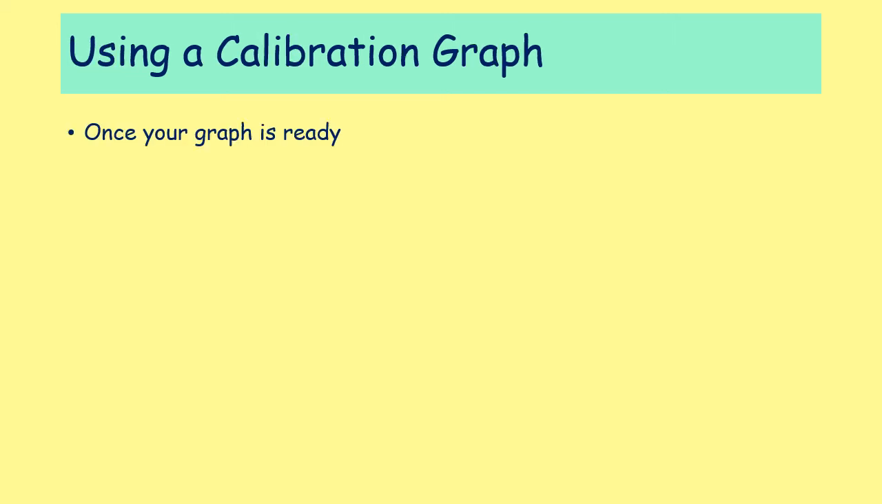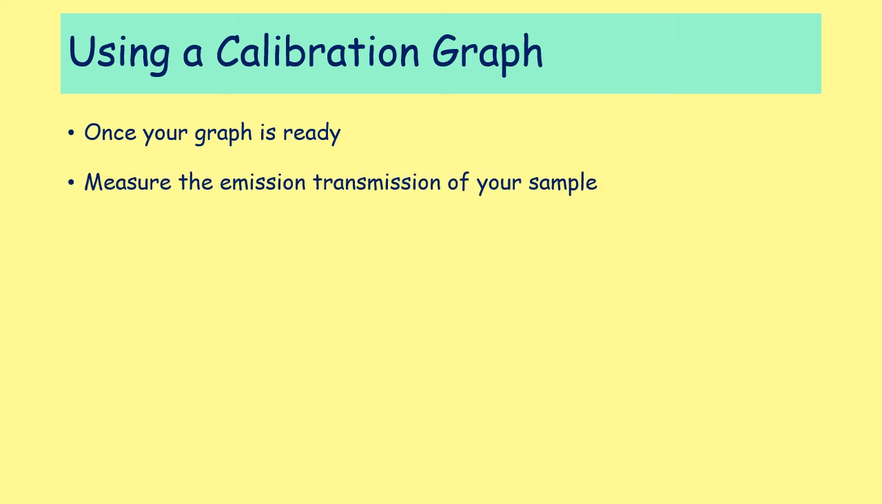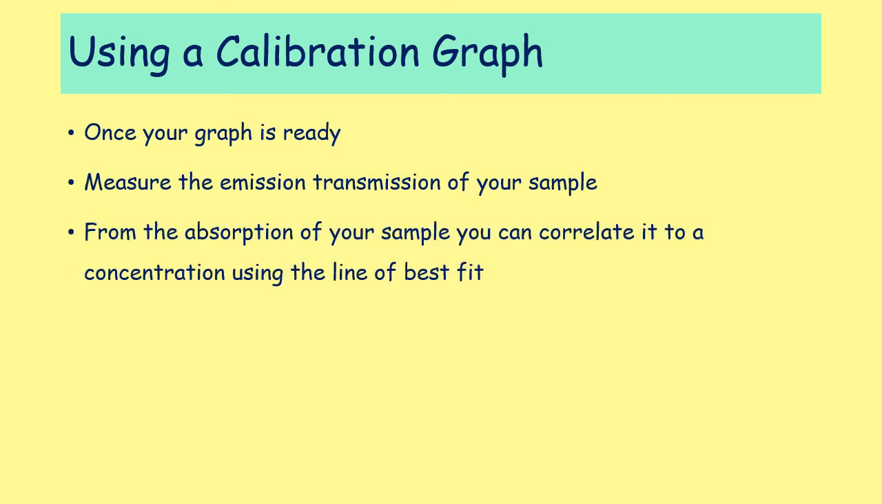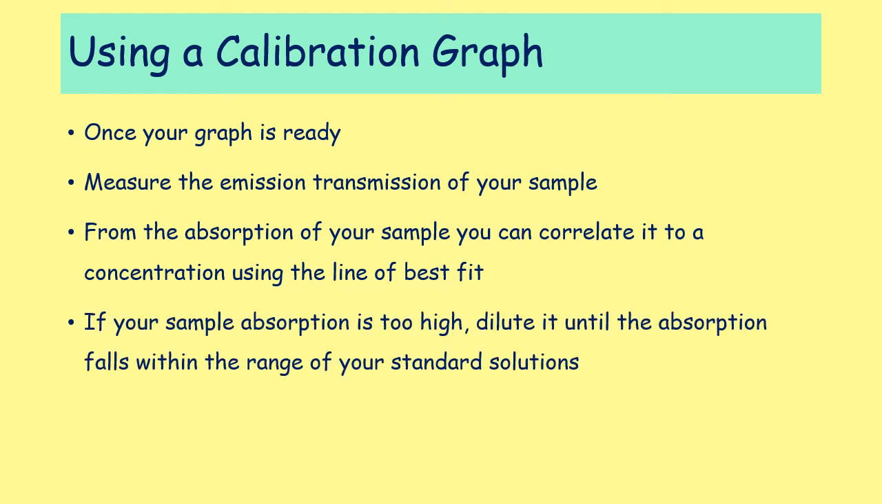Now, once your graph is ready and it is straight, you then take your sample where you do not know the concentration and you measure the emission or the transmission of your sample, and you get the intensity of that. You then read up on your scale for the intensity, the absorption, the emission, the transmission, read along to your line of best fit, and then read down to what the concentration is.